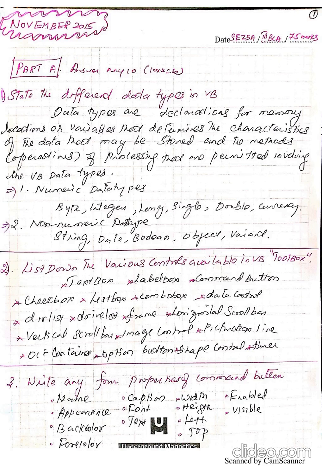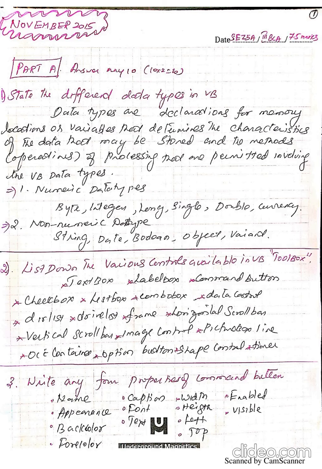Question number 2. List down the various controls available in the VB toolbox. Text box, label box, command button, checkbox, list box, combo box, data control, directory list control, drive list, frame, vertical scroll bar, image control and other controls.